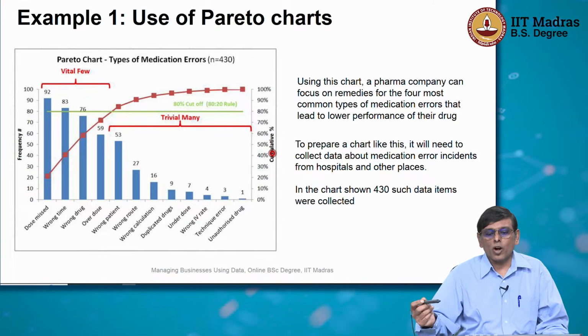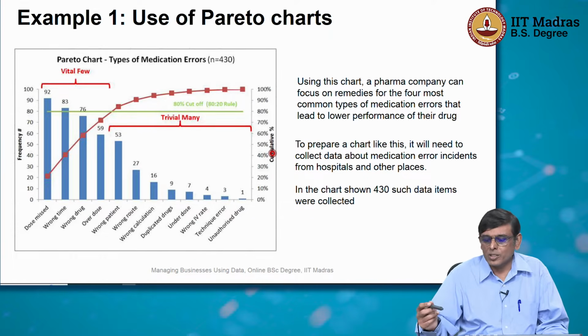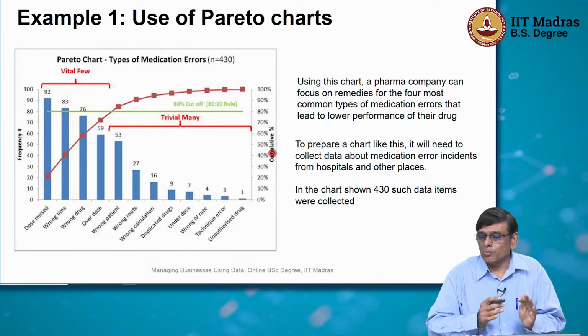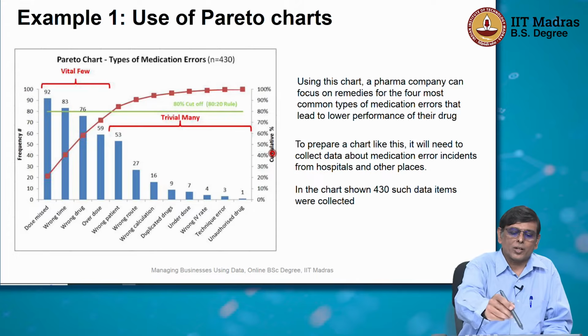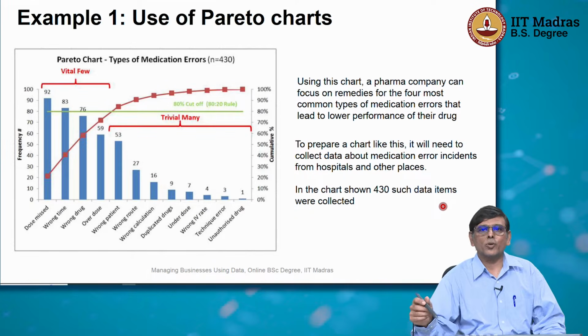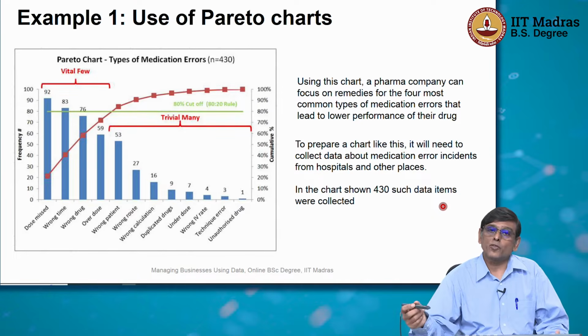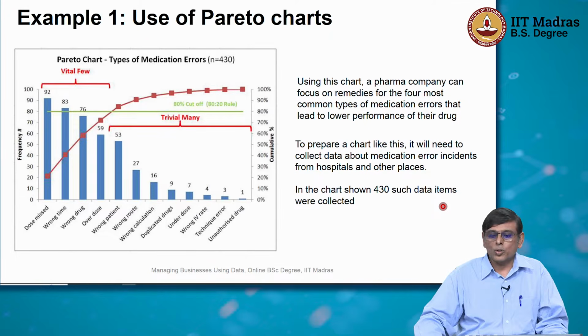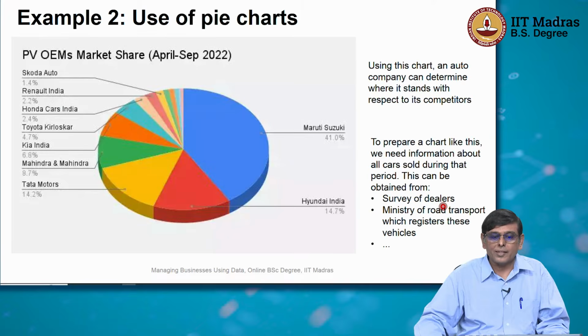Okay, so what this chart is telling you is how to divide all the causes into things that are more important to address and those that are less important to address. Okay, so this is called a Pareto chart, and clearly to collect such a chart you have to collect data from within and outside of all the incidents where you notice that the drug is not being effective. All right, so let me move on to the second example.